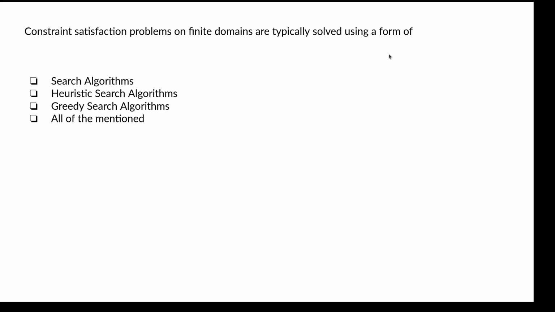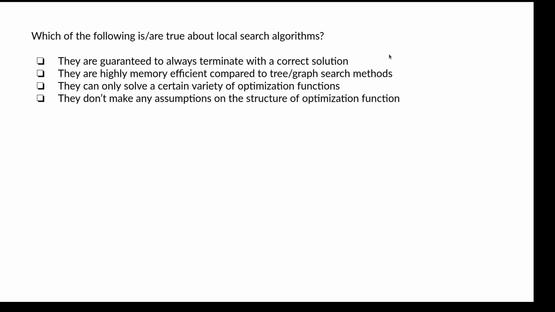Next: a constraint satisfaction problem on a finite domain is typically solved using a form of search algorithm, heuristic algorithm, greedy search algorithm, or all of them mentioned. We already discussed they can go back and forth, right? CSP and search. So the answer would be all of them mentioned. Which of the following is or are true about local search algorithms? Read this statement, a very important question.